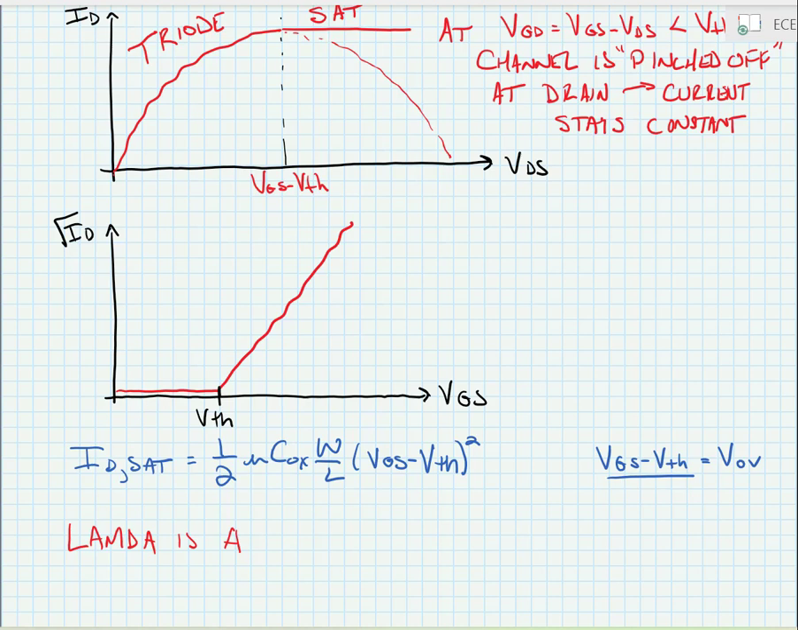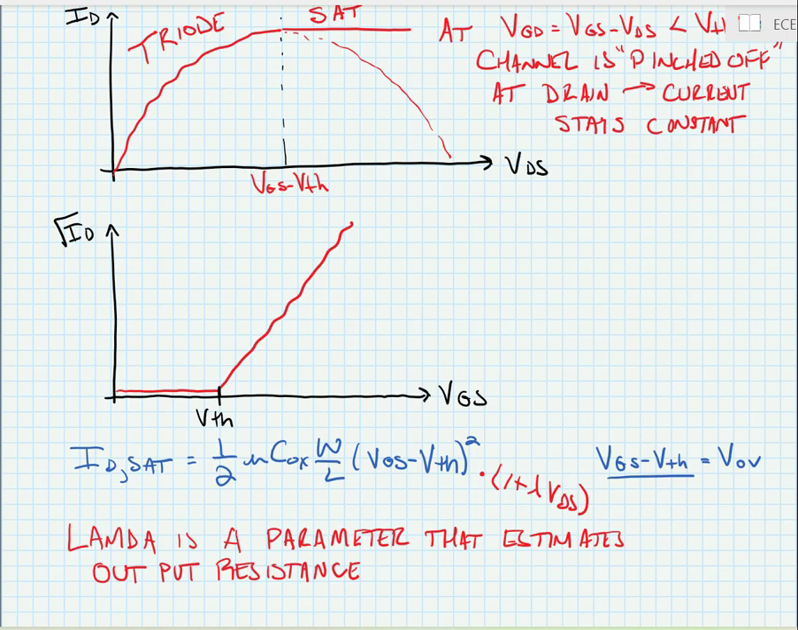Now we can make one minor modification to this. We can multiply this whole quantity by 1 plus lambda times VDS. And this lambda is a parameter that estimates the output resistance of the device. It's a similar quantity to the early voltage of the bipolar transistor. In fact, it's similar to 1 over the early voltage of the bipolar transistor.